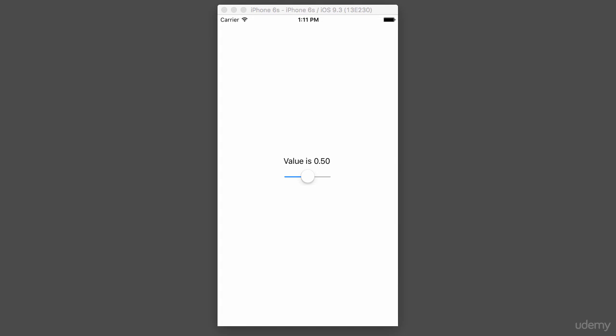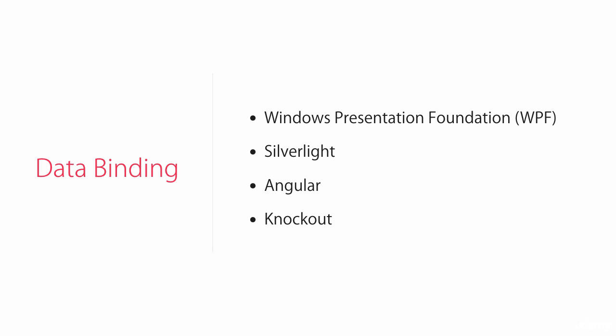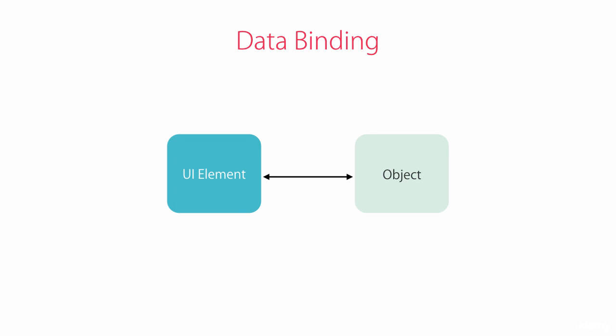All right, now let's see how we can use data binding to implement the same behavior. Data binding is a concept that you see in a lot of UI frameworks like WPF and Silverlight, and even in web applications we have frameworks like Angular and Knockout and many others that provide this concept of data binding. Basically, what it means is that we bind a property of a user interface element to a property of another object. In this case, we want to bind the text property of the label to the value property of the slider. So when the value of the slider changes, the text property of the label is automatically updated.